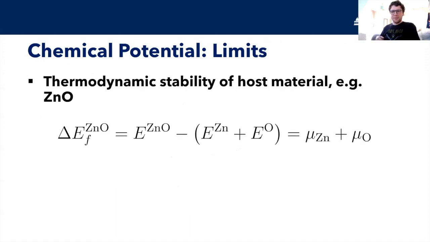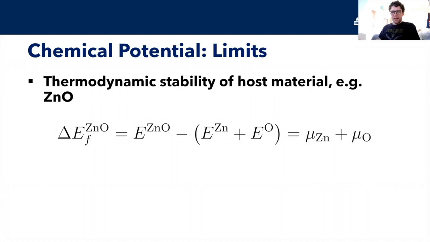So the best way to think about this is in terms of an example. Here we would take zinc, oxygen, and zinc oxide, and these represent the only three stable phases in the chemical space of zinc and oxygen. What we can do is calculate the thermodynamic stability of the host material, zinc oxide, by considering the chemical potentials of zinc and oxygen. We can construct this equation for the formation energy of zinc oxide, which is this term here, simply the products minus reactants: the energy of zinc oxide minus the energy of zinc and oxygen. And that can be set equal to the chemical potentials of zinc and oxygen.